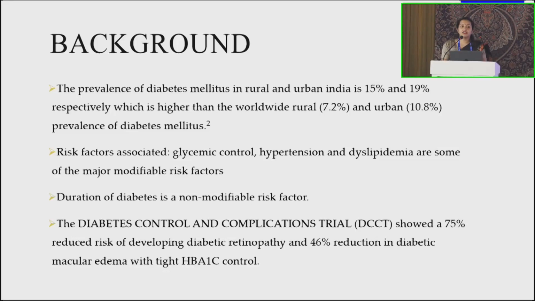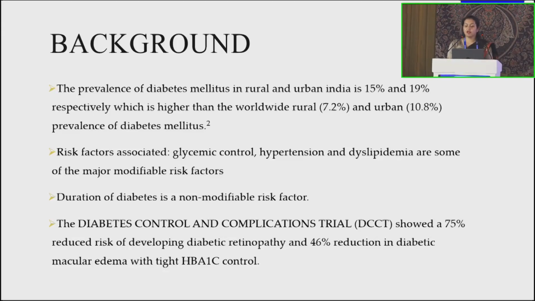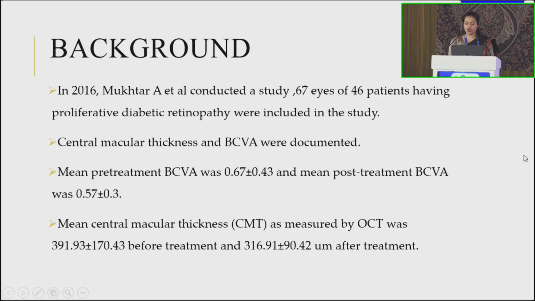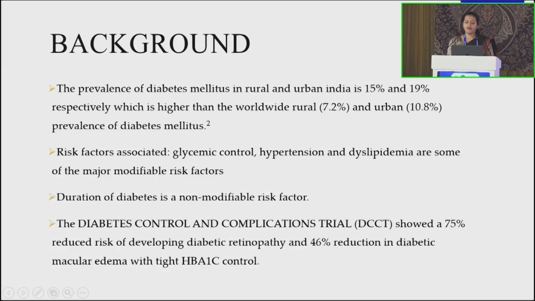The risk factors are modifiable and non-modifiable. The modifiable being glycemic control, hypertension, dyslipidemia, and the non-modifiable being the duration of diabetes. The DCCT study showed a 75% reduced risk of development of complications with tighter HbA1c control.